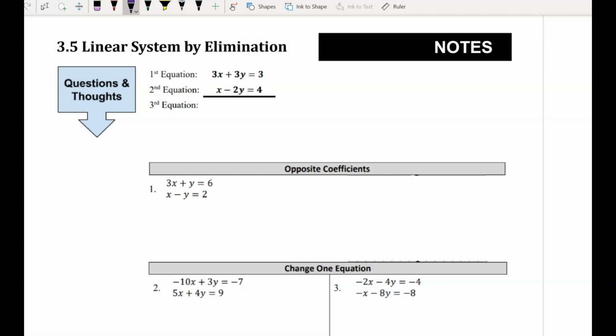We've already learned how to solve linear systems by graphing and by substitution, and today we're going to look at our third and final method called elimination. Before we get to that process, let's look at these first two equations.